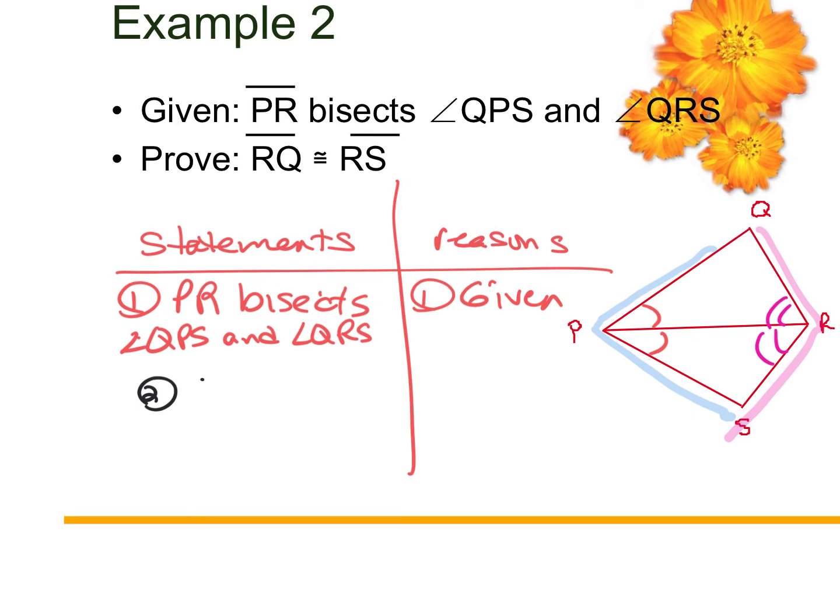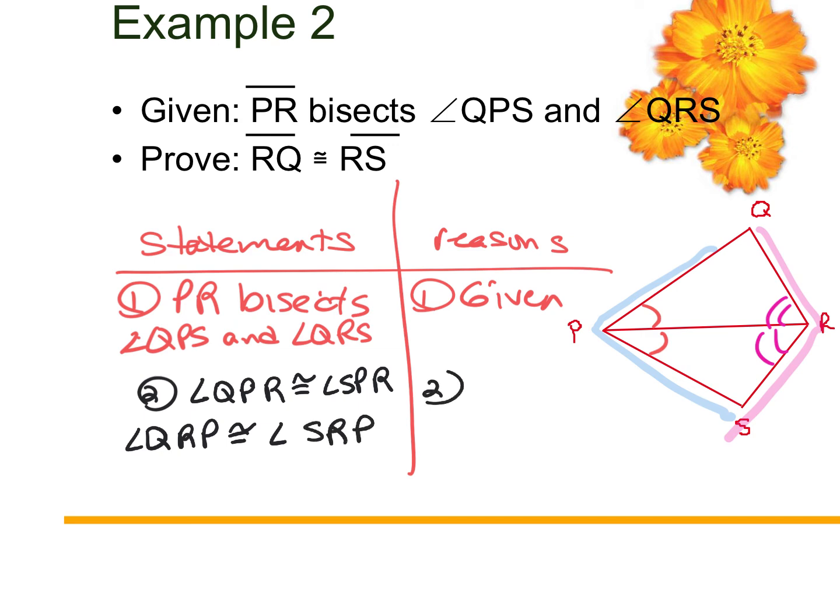So I'm going to state that angle QPR, I'm doing the red one first, is congruent to angle SPR. And then the pink one with the double marks, angle QRP, is congruent to angle SRP. And these are both definition of an angle bisector.